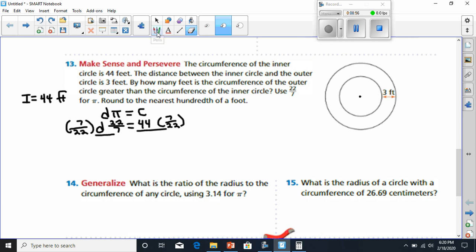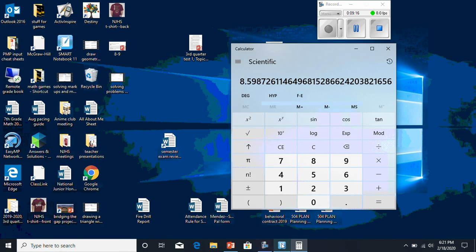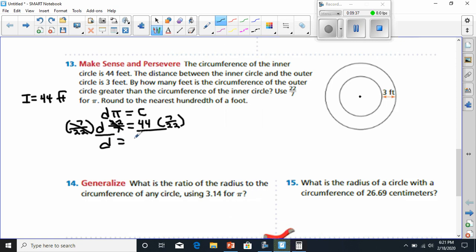So let's go ahead and work this now. Well, this gets rid of this, right? And that leaves D. But this is 44 times 7 divided by 22, all right? Let's see, we got a little issue here. Trying to bring up my calculator. There it is. 44 times 7 divided by 22. That's going to give me 14. So now I know that D equals 14.